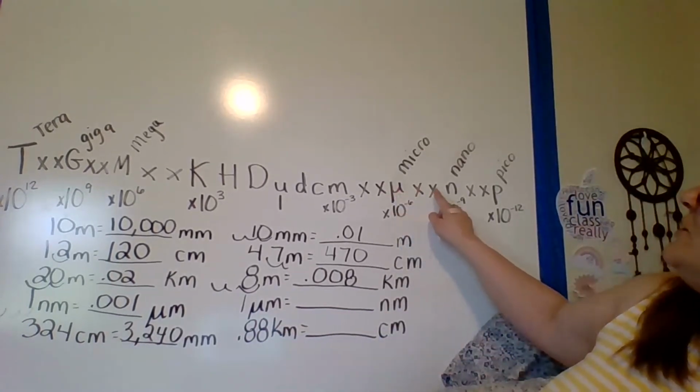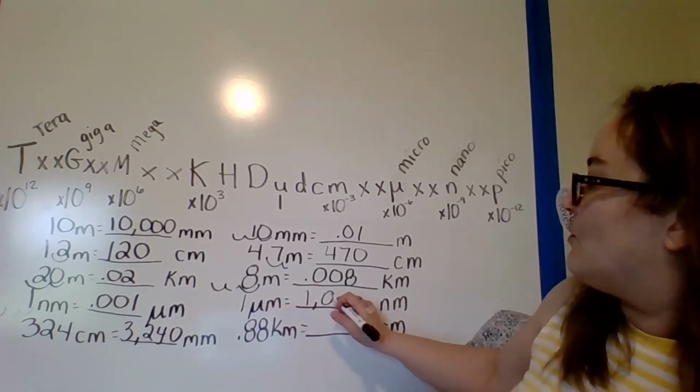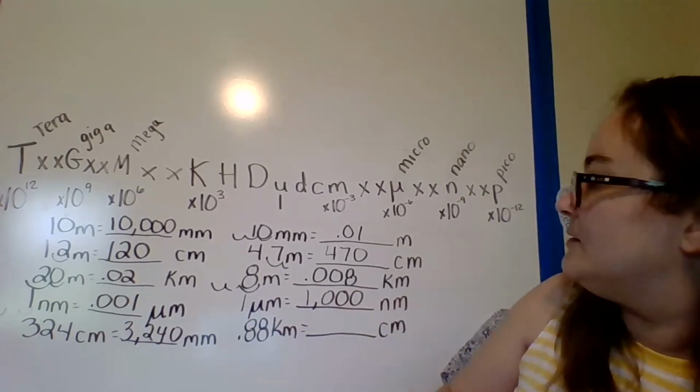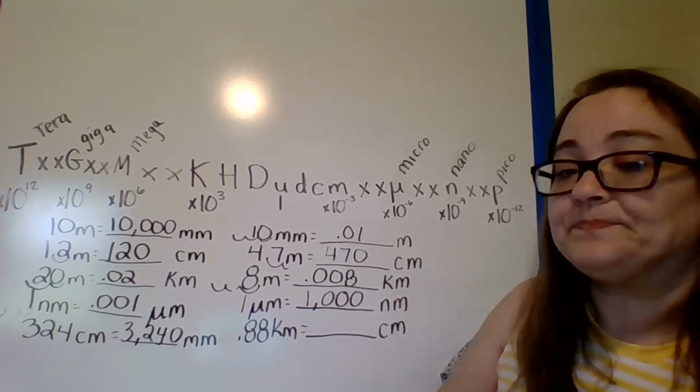All right, here we're going to start on micro and end on nano. So that's 1, 2, 3 to the right. So we just need to add 3 zeros. So 1 micron is 1,000 nanometers.